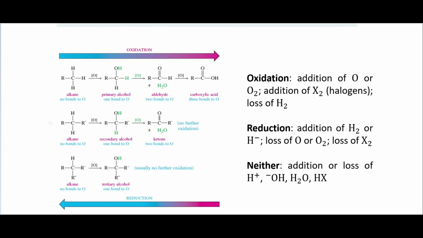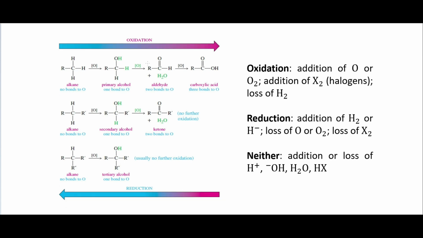So these are some of the oxidations and reductions we can do with alcohols. If we oxidize an alkane, for instance, we can turn it into an alcohol. But what we're mostly going to be talking about is turning, say, a primary alcohol into an aldehyde or a carboxylic acid, or turning a secondary alcohol into a ketone. Those are the oxidations that we will be mostly concerned with here.